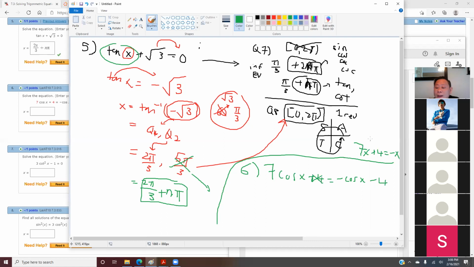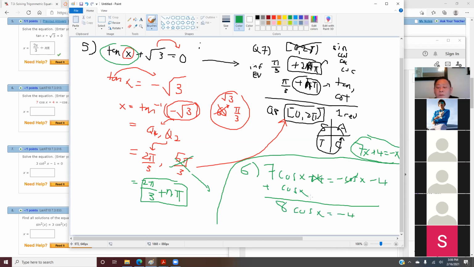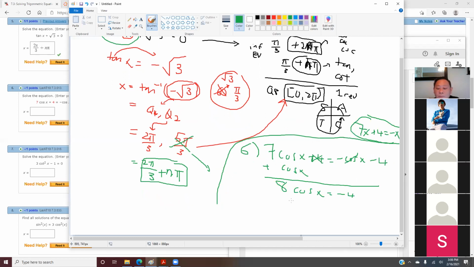Like this one, how do you solve for x here? Plus cosine. Yep, you need to plus cosine. This is gone. So what you got? 8 cosine x equals -4. So what you do next? Divide this by 8, like solving, right?